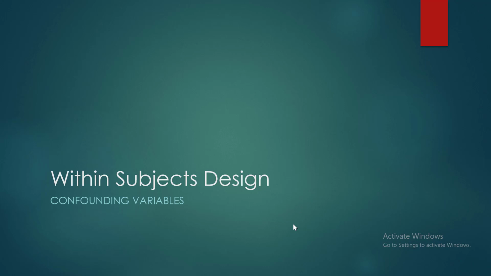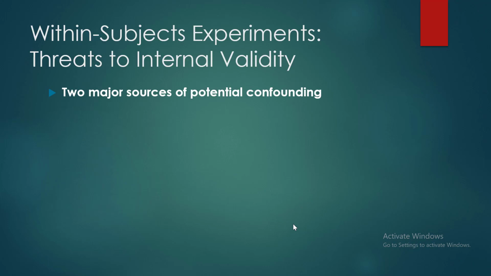In this video, we'll be discussing confounding variables for the within subjects design. So these confounding variables are these threats to internal validity that can occur. And so we're going to talk about two major sources of confounding variables. The first is going to be those environmental variables.